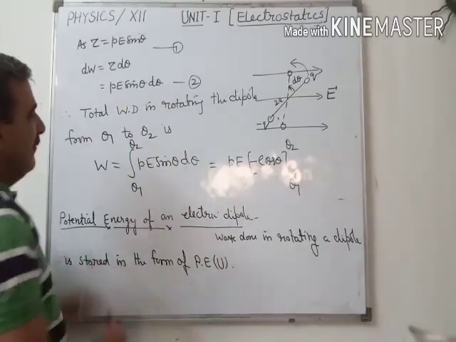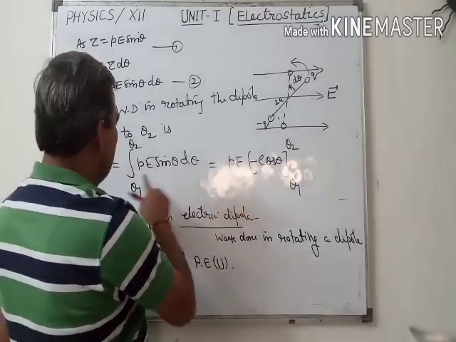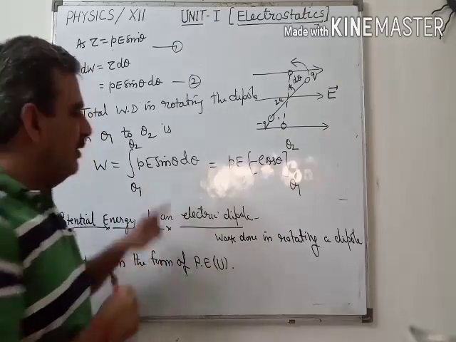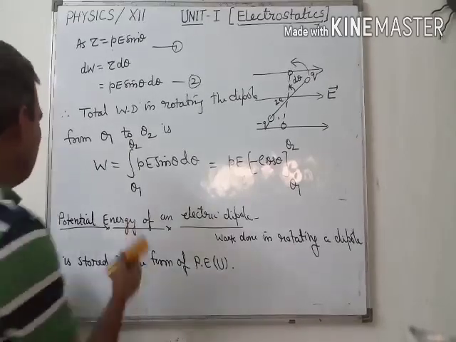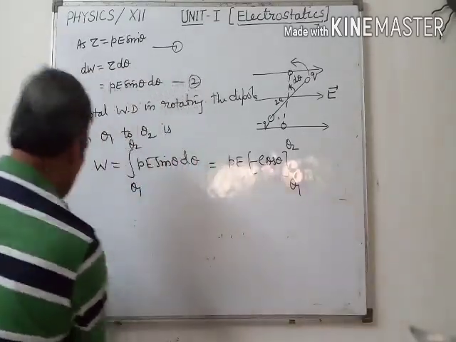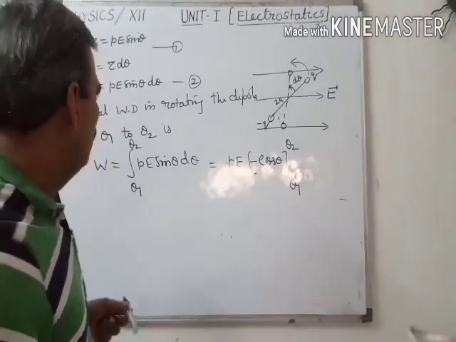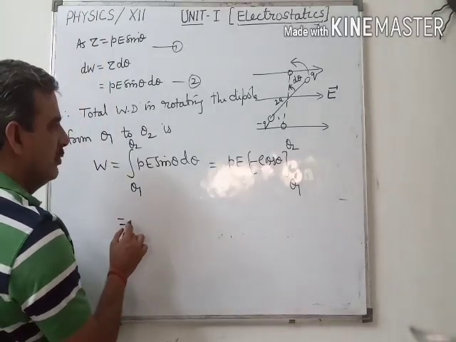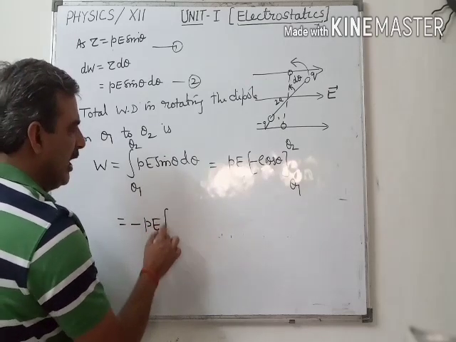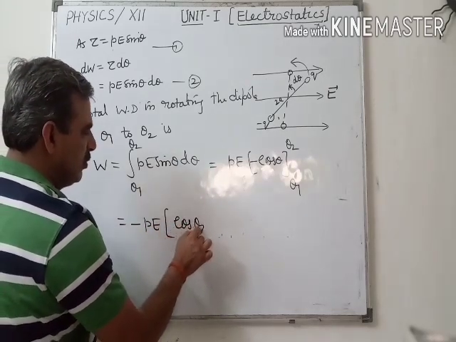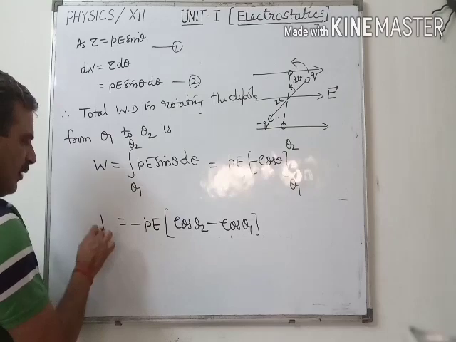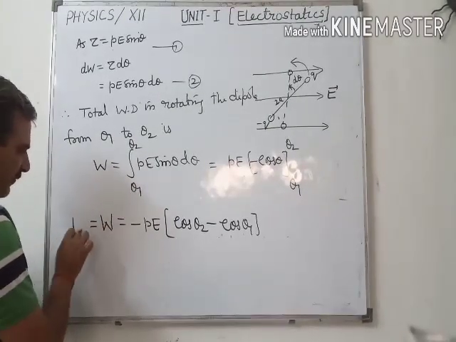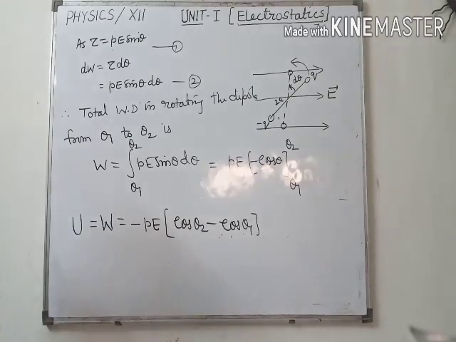If you further simplify this, you just take PE common. So what is the integration of sin theta d theta? That is minus cos theta, and the limits are theta 1 to theta 2. Now if we place the limits, after putting the limits, you may take minus PE out, you have cos theta 2 minus cos theta 1. This is the total work done, which is stored in the form of electrostatic potential energy in the dipole. So you have this expression: minus PE times cos theta 2 minus cos theta 1.